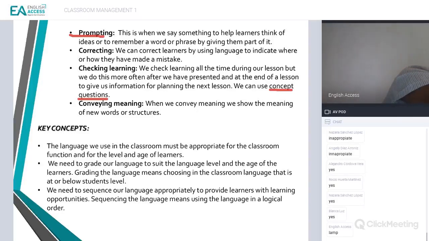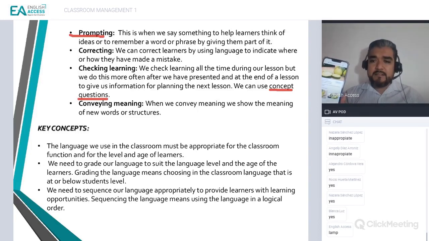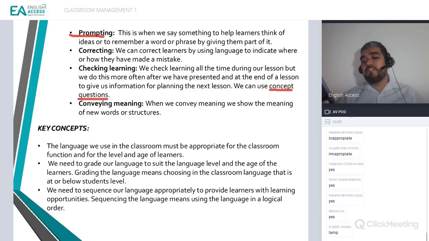Right? Sometimes you have flashcards, or sometimes you have a computer, or sometimes you can do it with your own cell phone, right? And the student says, teacher, what is cucumber? And you tell the student, this is a cucumber, right? You are conveying meaning. That's how we call it. You show the picture, the student sees the picture and says, oh, I understand. Thank you, teacher, right? Convey meaning.